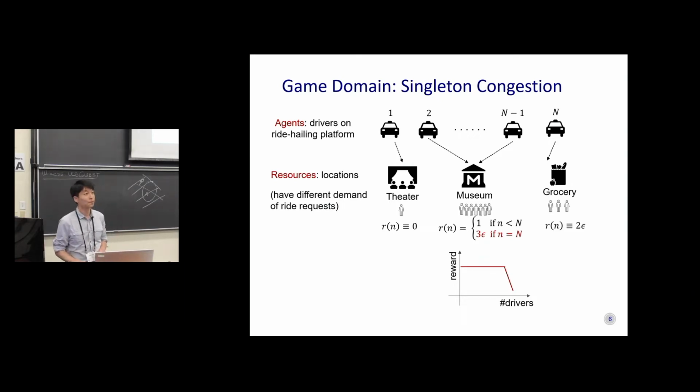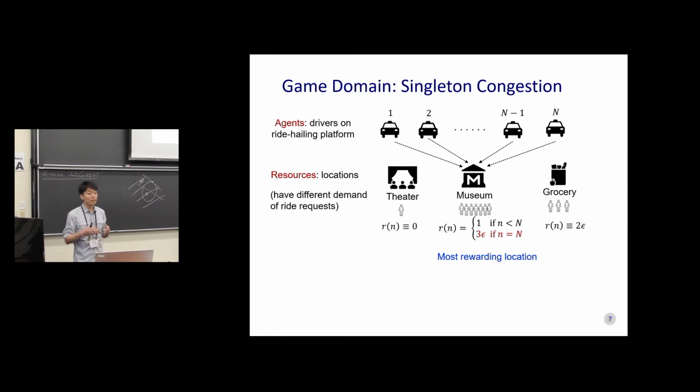Okay, good. As you can see, this middle location turns out to be the most rewarding location, because even in the congested case, when everyone goes there, you still get 3 epsilon, which is larger than the left one, which is 0, and the right one, the 2 epsilon one. And therefore, it's very natural that everyone is going to go to the middle location. They don't get the ideal reward of 1, but they do get 3 epsilon. That's the equilibrium you can expect. Okay, so far so good.